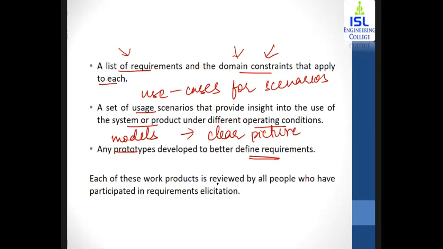Now, each of these work products is reviewed by all people who have participated in requirement elicitation. That is, all the attendees are going to review this work product. Now, let's take an example of the use case diagram so that you identify what a user scenario is. Now, within the use case diagram, you're going to have an actor. This is called the actor.